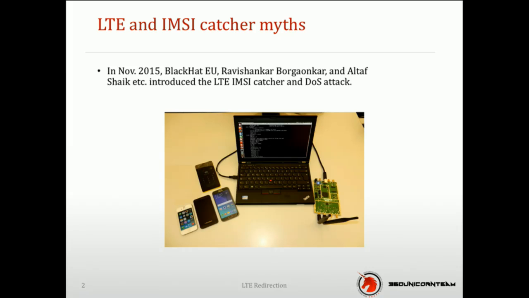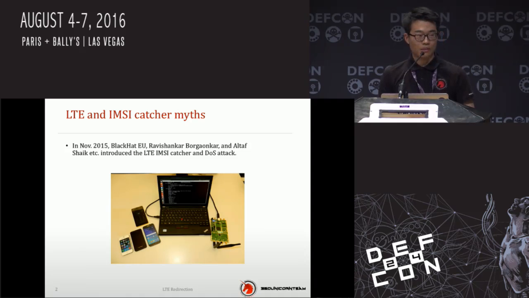The fourth generation network is a more advanced mobile network than the 2nd generation and 3rd generation, but it's absolutely not secure. There are already some papers showing how to expose vulnerabilities of LTE networks, and one of them is the presentation from last year at Black Hat Europe. That presentation introduced the LTE IMSI catcher, LTE cell phone tracking, and the DoS attack on your LTE cell phone. Let my colleague show you in detail how to break your LTE cell phone's network.